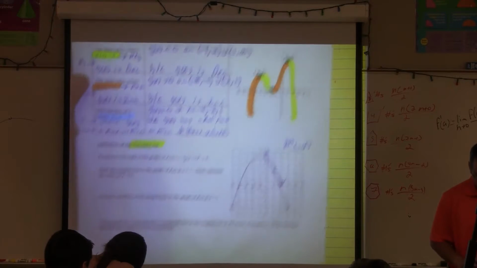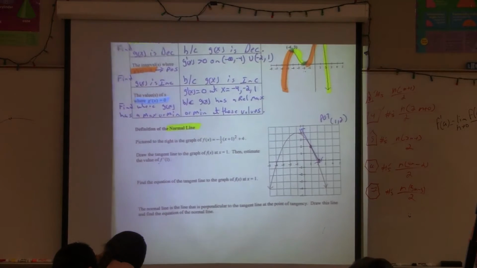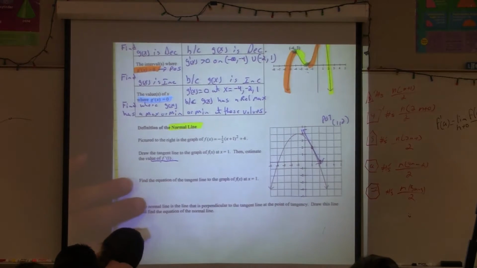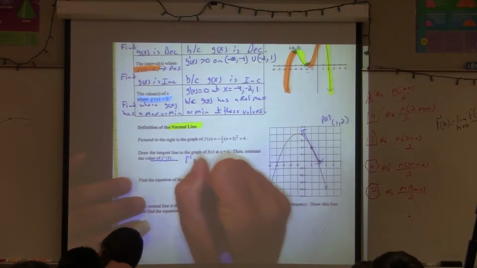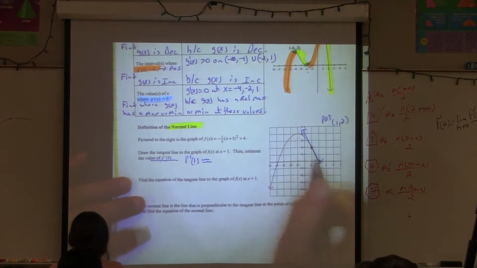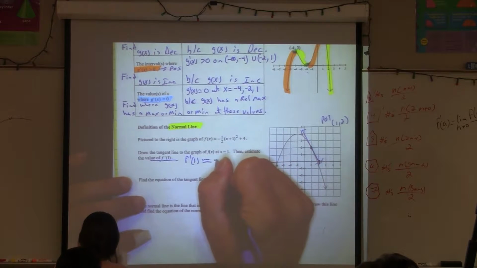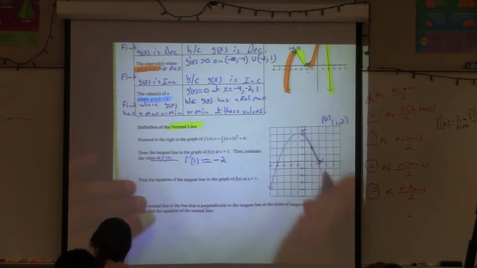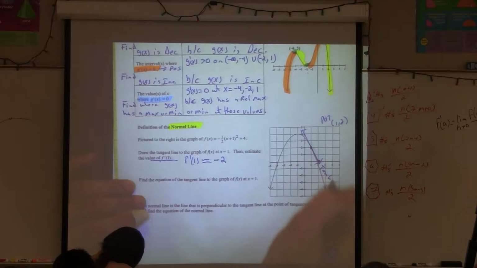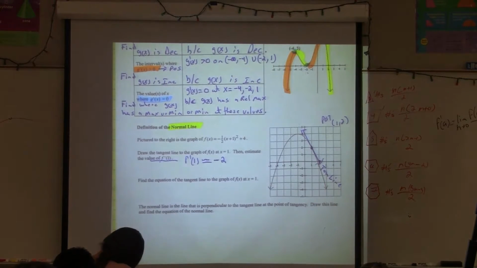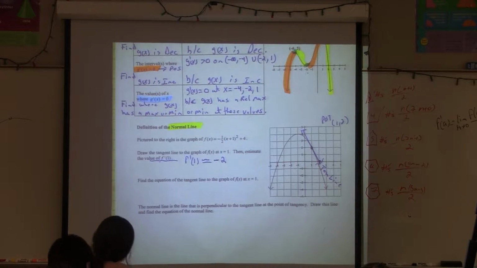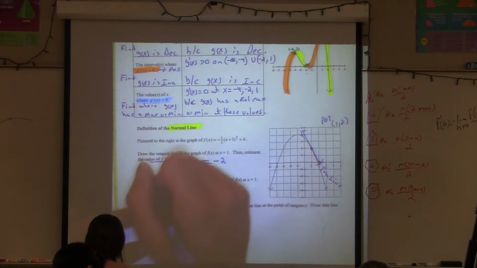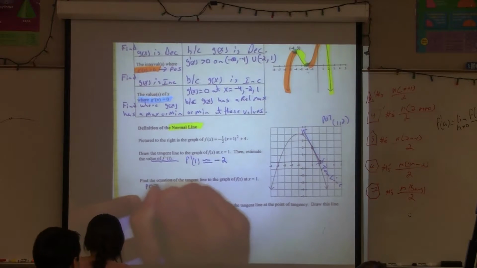Okay, so I drew the tangent line, and now I'm going to estimate this value. So what would f prime of 1 approximately be? What do we say? Negative 2. This is the tan line, right? Okay, can we write the equation of that tan line? We should be able to. We've done this so many times.